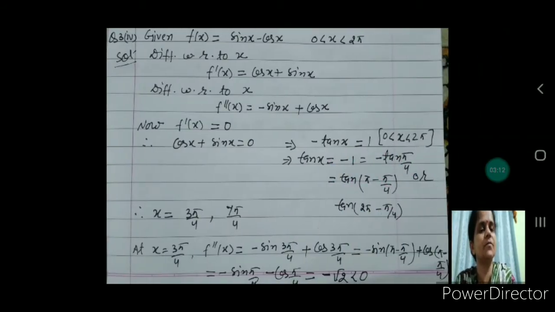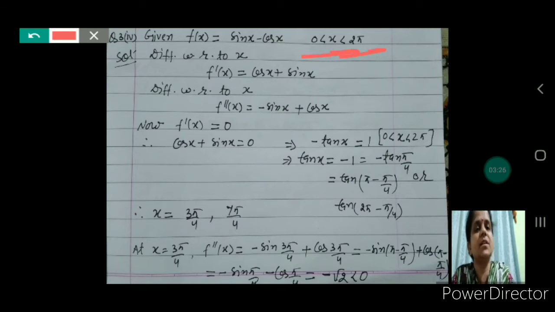Fourth part of this question. It is f(x) is equal to sin x minus cos x, but here the range is given, x from 0 to 2 pi. Okay, same method. First find the first order derivative f dash x. Derivative of sin x is cos x, and derivative of cos x is minus sin x. So you will get cos x plus sin x.